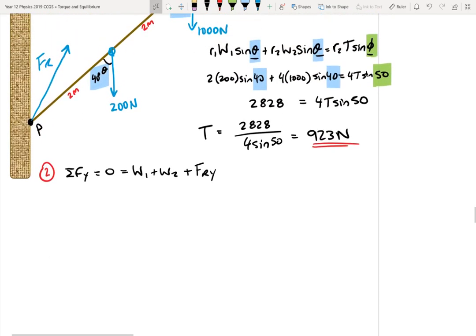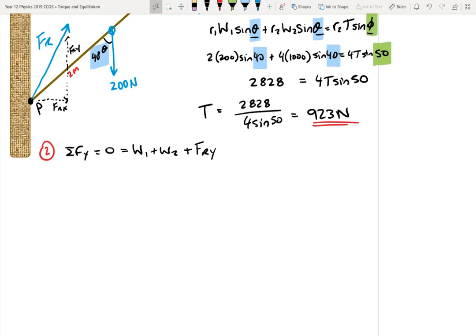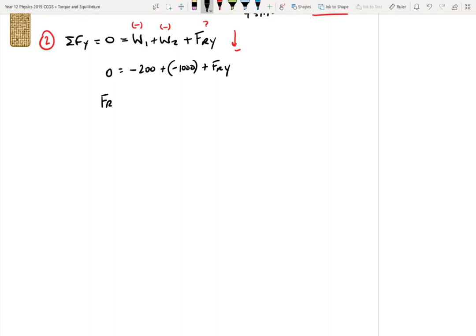Now, I'll identify that on my diagram. FRY and FRX. Okay? Assign a convention. We'll say that down is negative. Therefore, 0 equals negative 200 plus negative 1,000 plus FRY. FRY equals plus 1,200. Okay, so that is our component.